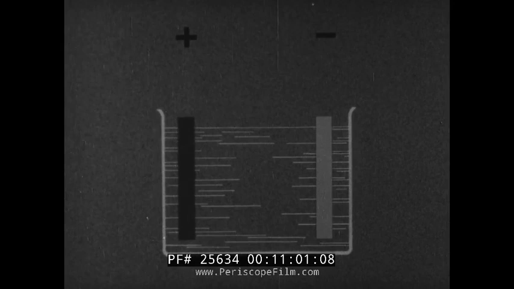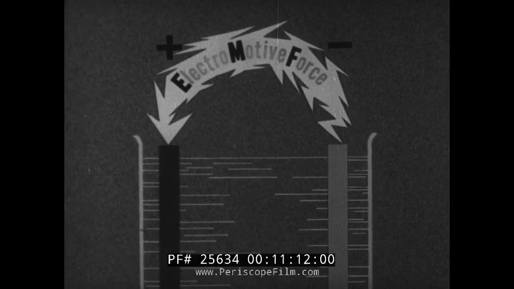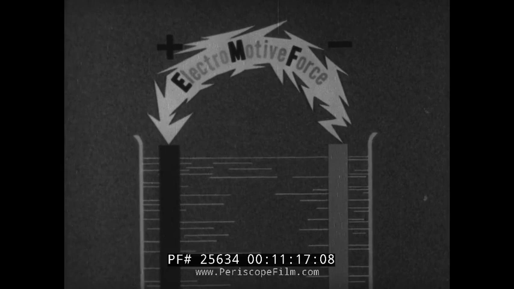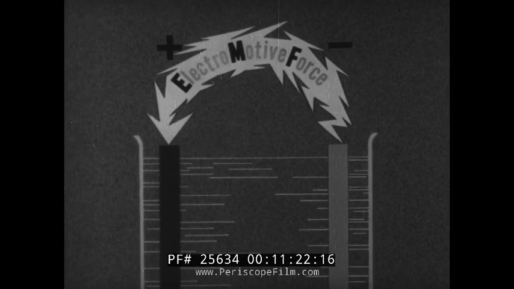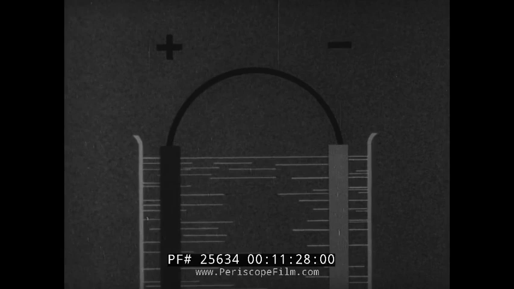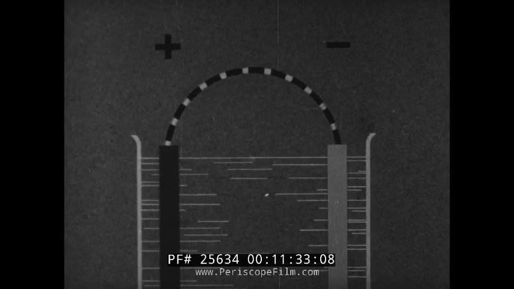Thus, chemical action produces an electrical difference between the two plates. And this difference is called an electromotive force, or EMF. We have a surplus of electrons at the negative plate, and a deficiency at the positive plate. All we need to do now is provide an external path for them to travel, a conductor between the two plates. The current flowing from negative to positive can be put to work, lighting a lamp, for instance.